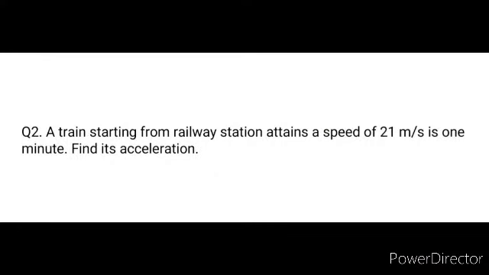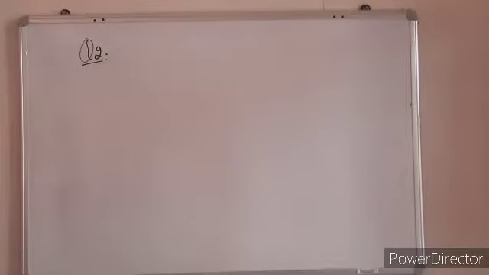Now the second question: a train starting from a railway station attains a speed of 21 meter per second in 1 minute. Find its acceleration. So let's solve this. In this question it says that a train starting from a railway station attains a speed of 21 meter per second in 1 minute. Find out the acceleration.